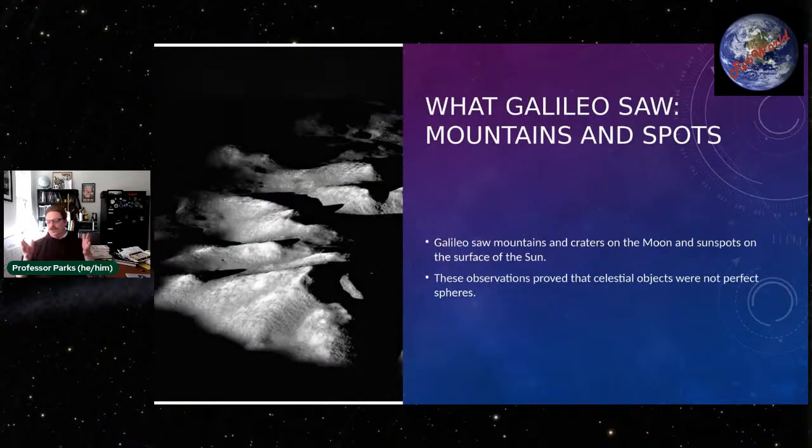So what did Galileo use this for? What were the observations that Galileo is most famous for in terms of his use of the telescope?